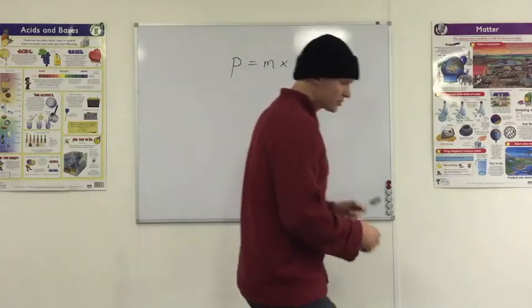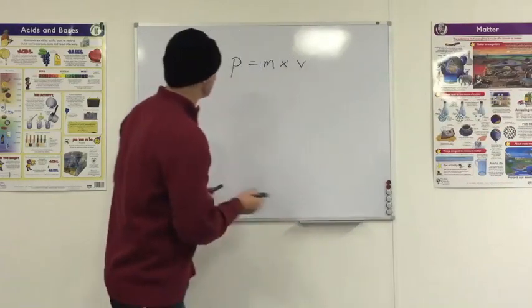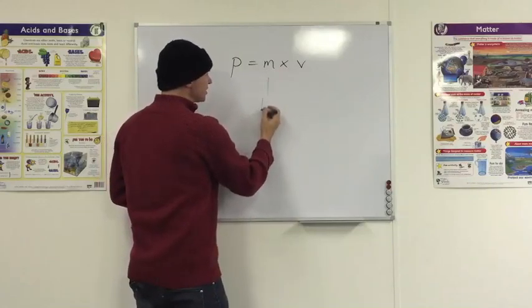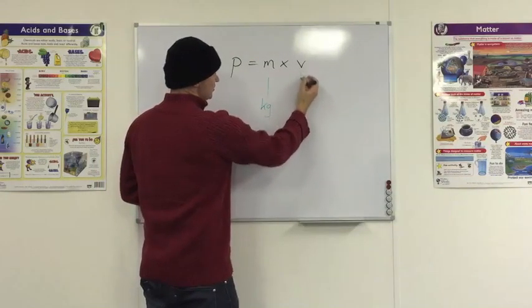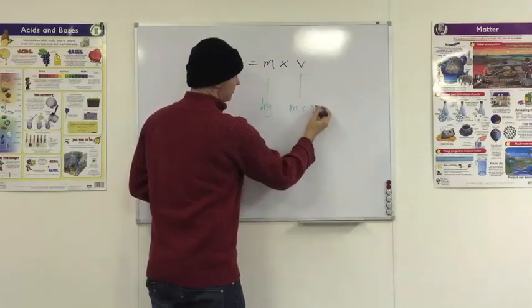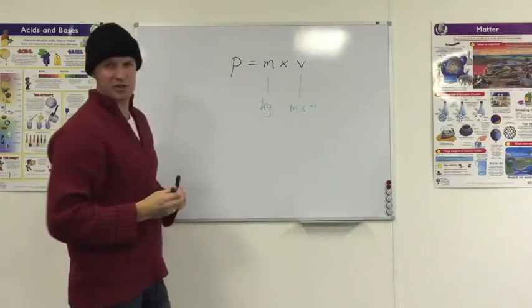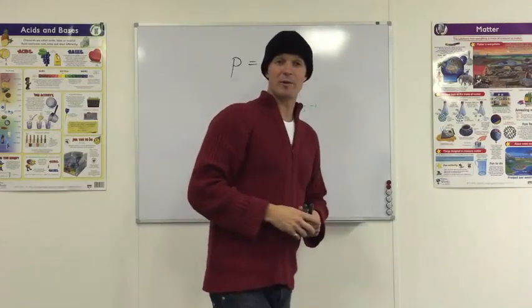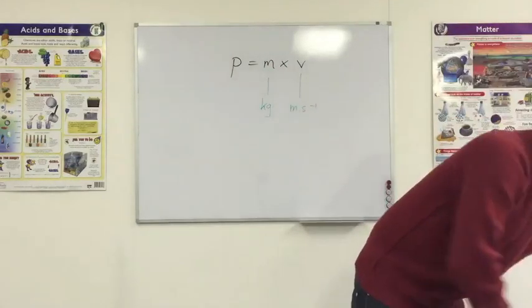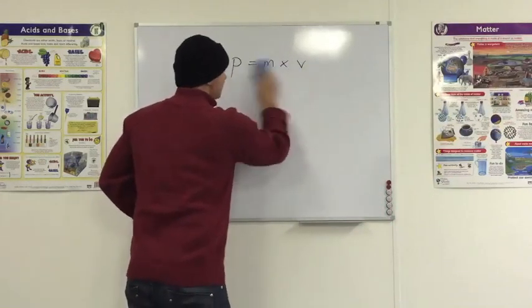Easy as that. Now, because of that, the units that we use for momentum essentially come from the units of the thing that it's made up of. So kg·m/s is the unit that we usually use for momentum. Easy as that. Next little section is impulse.